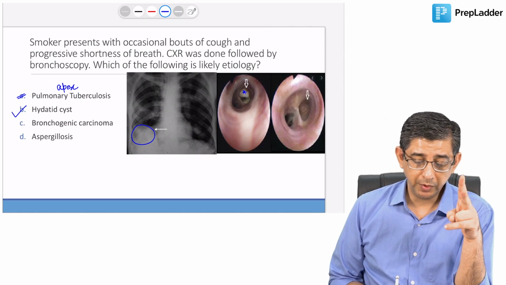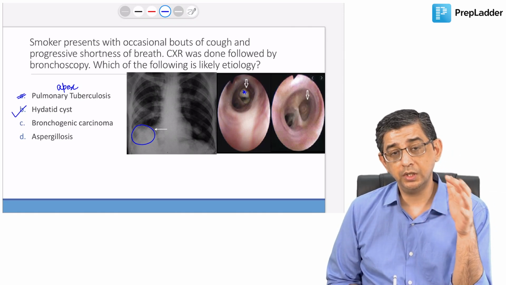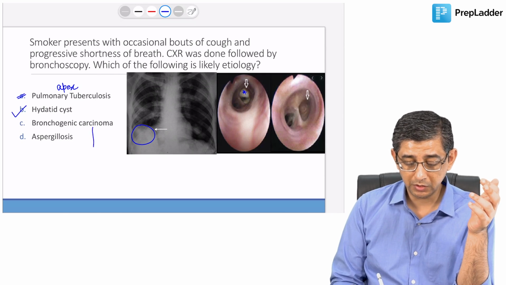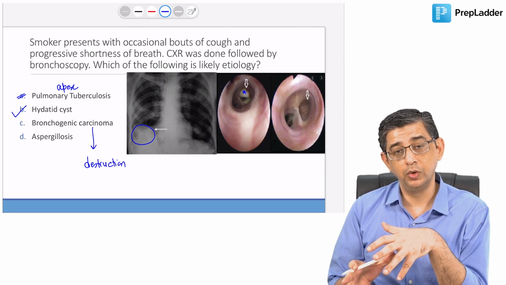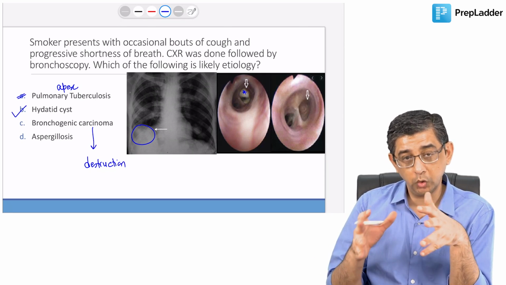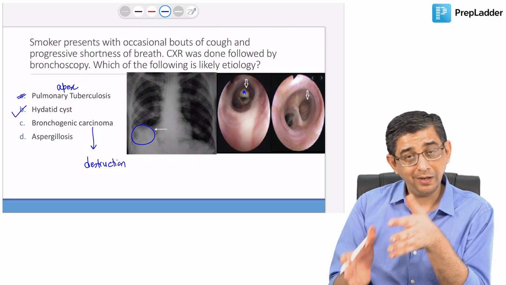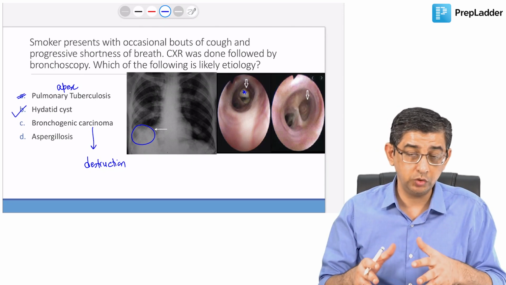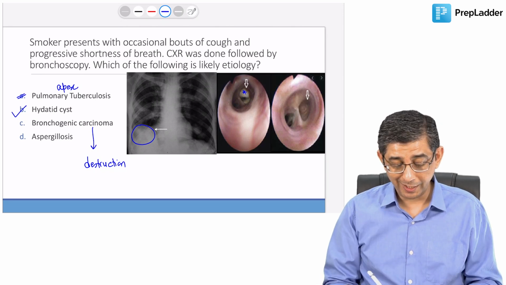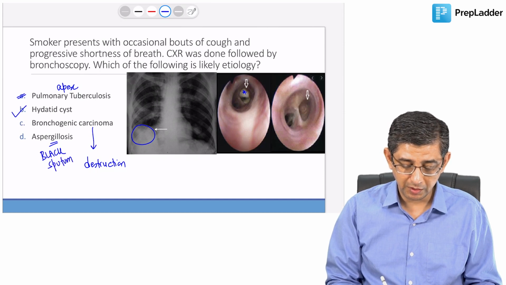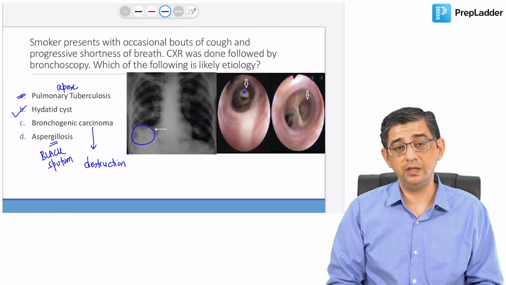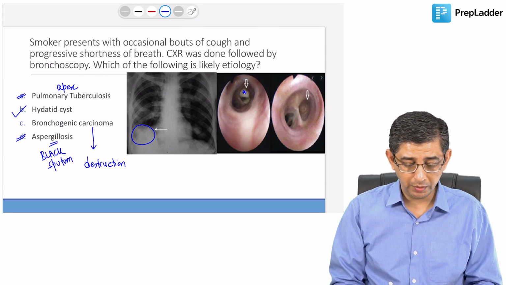Most guys were confused between either a hydatid cyst or bronchogenic carcinoma. You see, bronchogenic carcinoma will always cause local destruction, whereas in this case you can see a round circumscribed shadow. This round circumscribed shadow could be a growth inside the lung, but the point is that whenever it's a growth of a cancer, it causes local destruction. Aspergillosis always causes production of a black color sputum. In fact, aspergillosis usually occurs in pre-existing cavities in the lung.